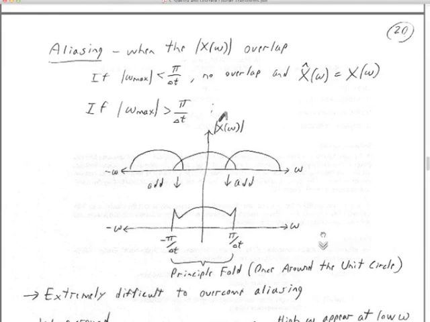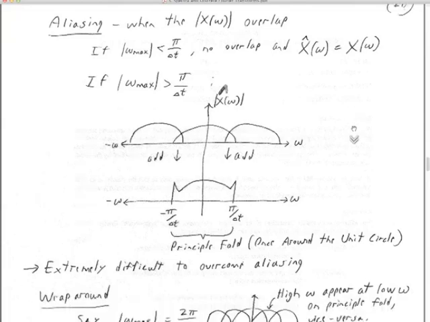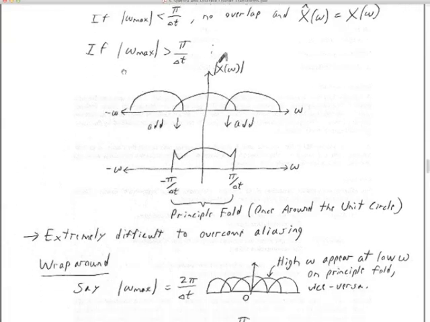Okay, so here's what happens when those overlap. If the absolute value of omega max is less than pi over delta t, there's no overlap, and in the principal fold, minus pi to pi frequency, x hat is equal to x. Okay, and we're perfect. We're good. No problem. The sampling is perfect. It is a perfectly adequate representation.